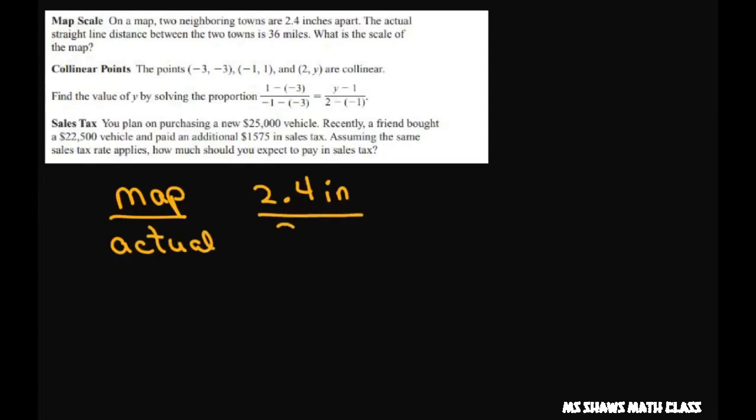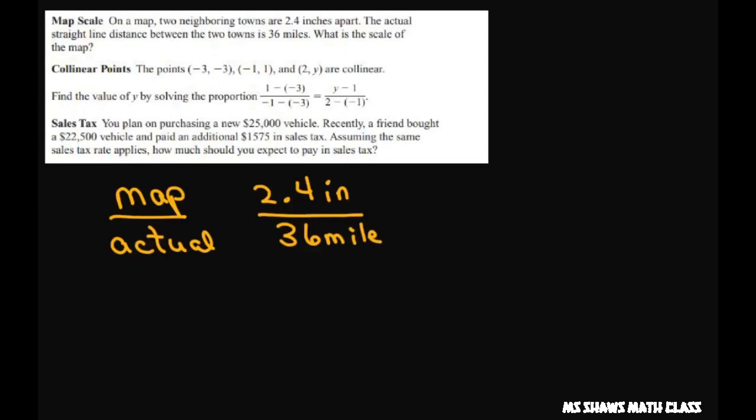So the first one says, on a map, two neighboring towns are 2.4 inches apart. Okay, so map to actual distance. So I'll just put map to actual. The actual distance is 36 miles.